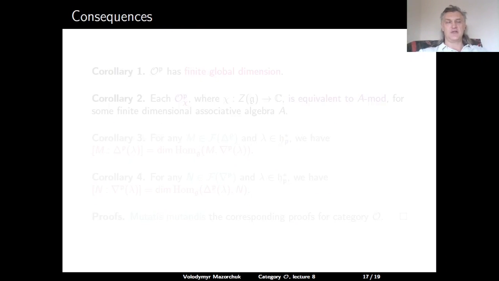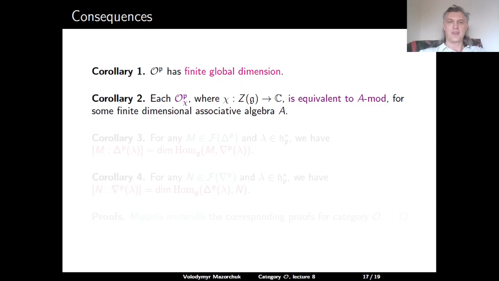The BGG reciprocity for parabolic category has some consequences. One consequence is that the parabolic category has finite global dimension. Again, this is similar to category O. Consequence number 2 is that each block of the parabolic category O is equivalent to the category of finite dimensional modules over some finite dimensional associative algebra. This is a consequence of the fact that the parabolic category has enough projective and injective objects.